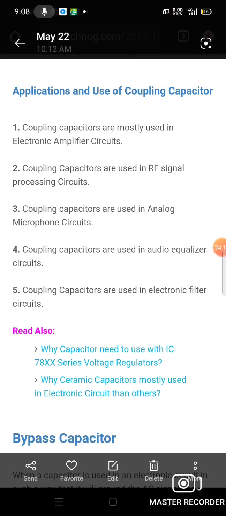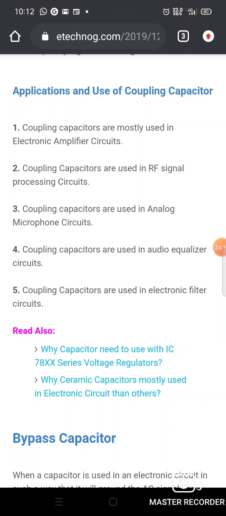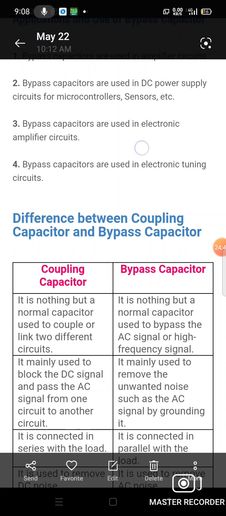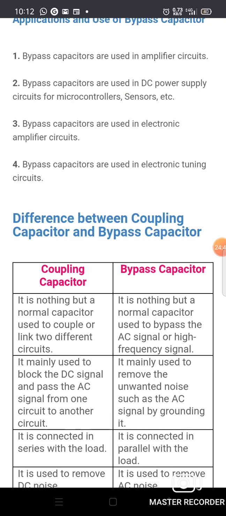So these are a few applications of coupling capacitors. And what are the applications of the bypass capacitor? Whatever terminal is considered for the capacitor connection, it is the emitter bypass or source bypass capacitor for the FET device. Applications and use of bypass capacitor. First point, bypass capacitors are used in amplifier circuits. Yes, in our amplifier circuit we have a bypass capacitor, right? So that is one application.